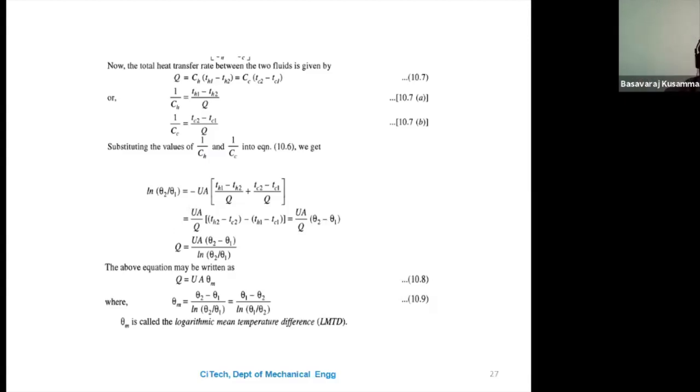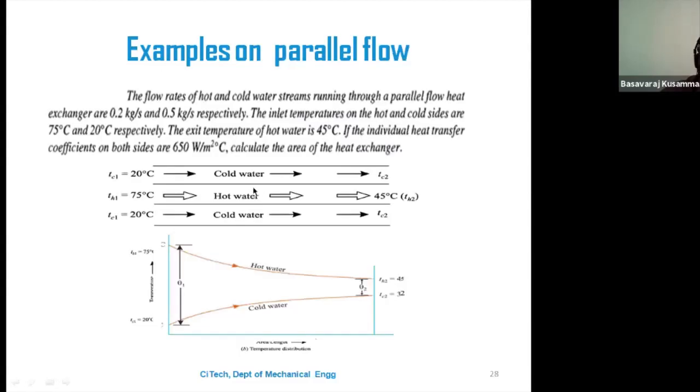Okay? So this derivation is used for the design of the heat exchanger. For that purpose, they are using it here. If you solve one numerical, you can come to know how to design, and how to find the heat transfer rate for the parallel flow heat exchanger.